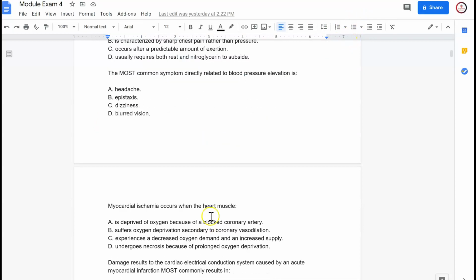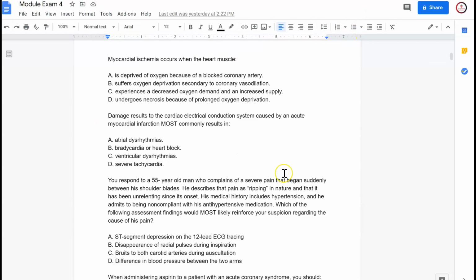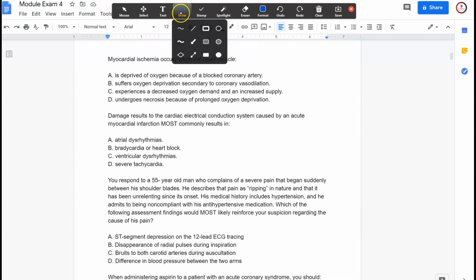Moving along. Myocardial ischemia. Come on, my little pen back. Myocardial ischemia occurs when the heart muscle is deprived of oxygen because of a blocked coronary artery. Okay, possibility. Suffers oxygen deprivation secondary to coronary vasodilation. Okay, if the vasodilation means it's getting bigger, that won't deprive it of oxygen. It'll probably bring it too much oxygen, so that's not the answer.